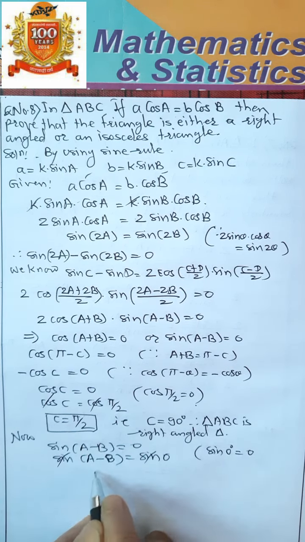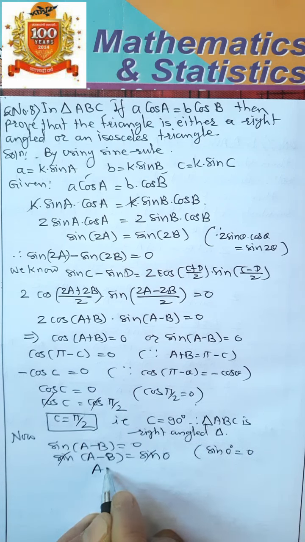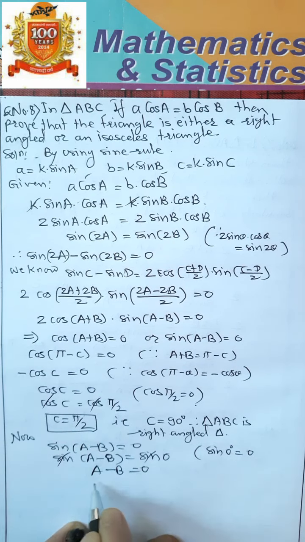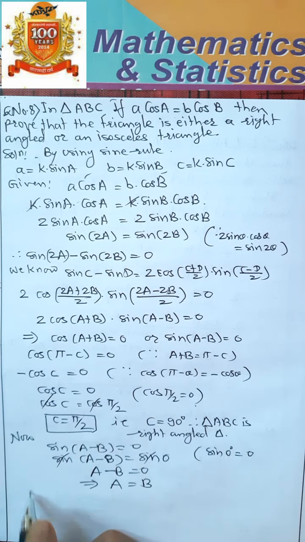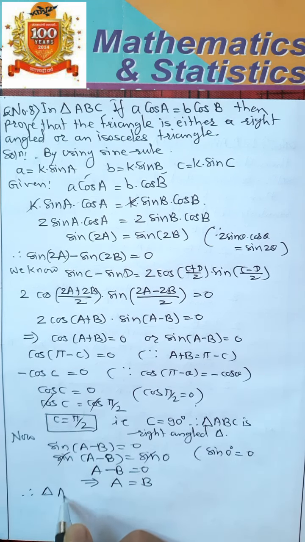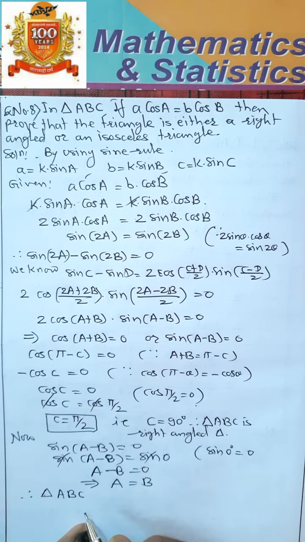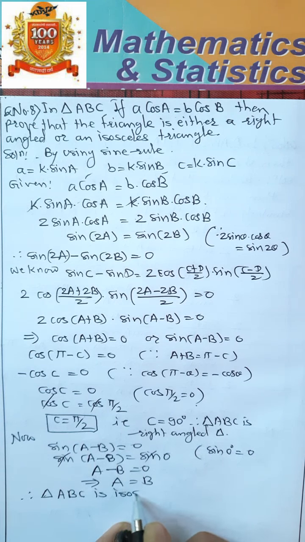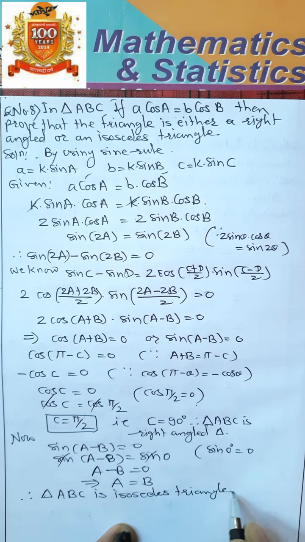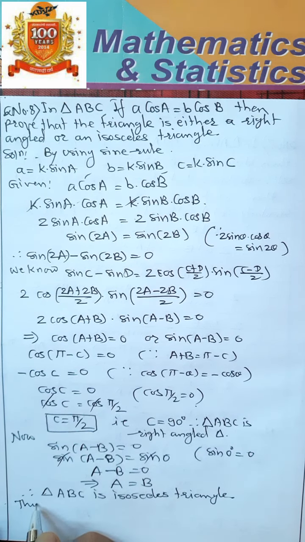Sin gets cancelled. A minus B is equal to 0, which implies that A is equal to B. Therefore, triangle ABC is isosceles.